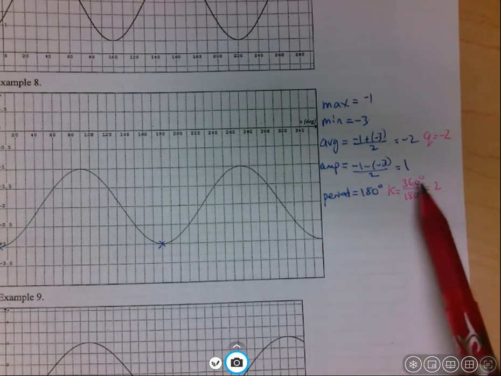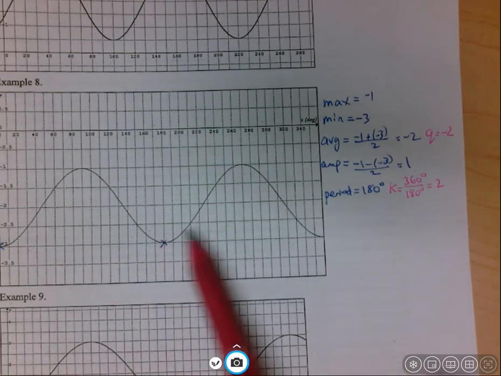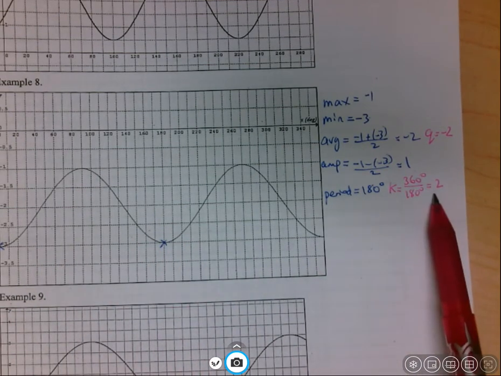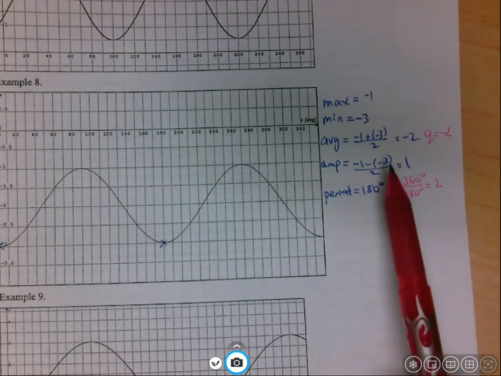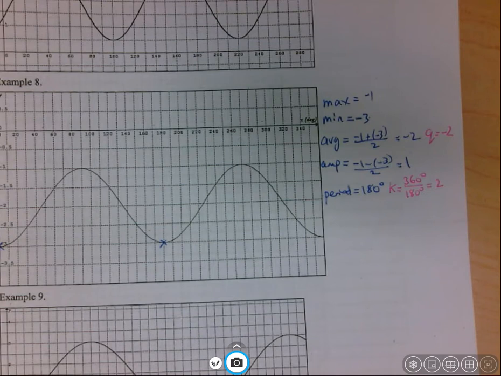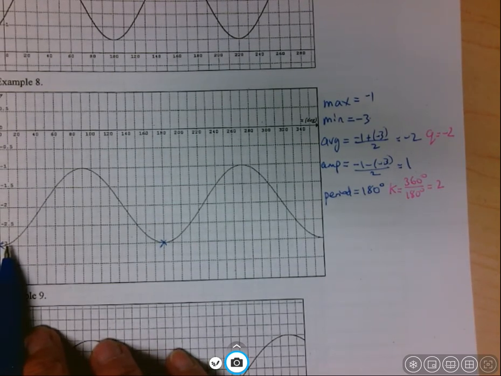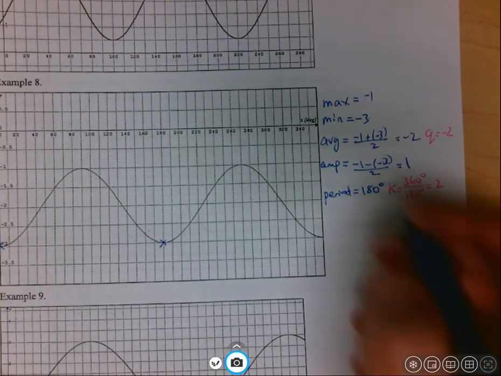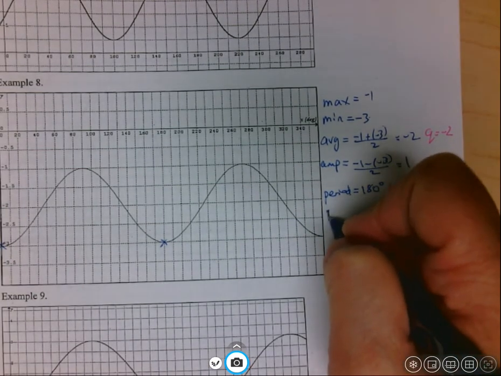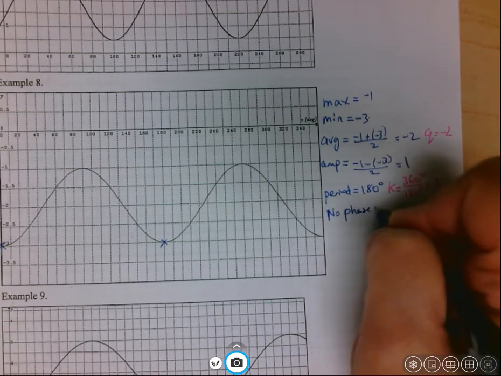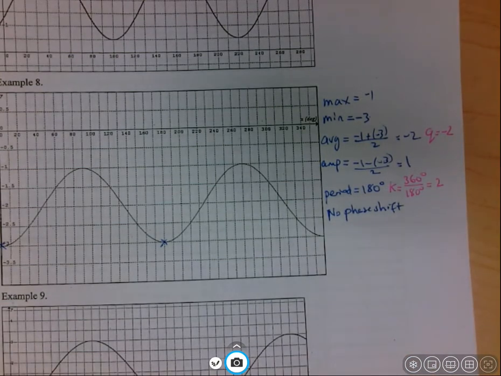So how you find the K is you take 360, which is the normal period, divide it by this period. That tells you how many cycles fit in 360, and that's your K. All right, so we have our Q, we have our K, we have mostly our A. We need one more thing, which is the P. If I start with this point over here, then my P would be 0, because I'm starting right at the y-axis. So let me go no phase shift. So I will say my P is 0.